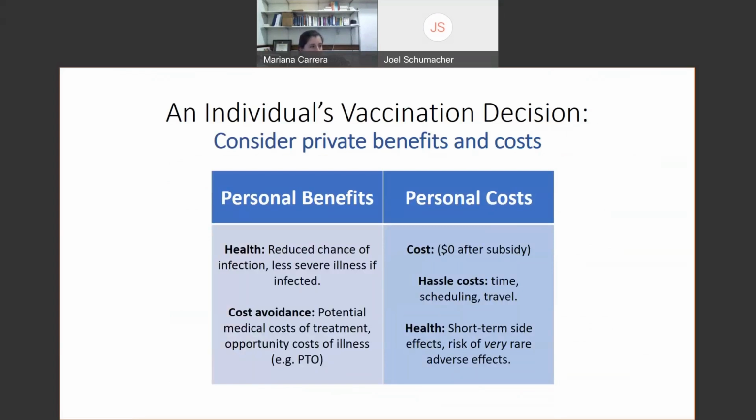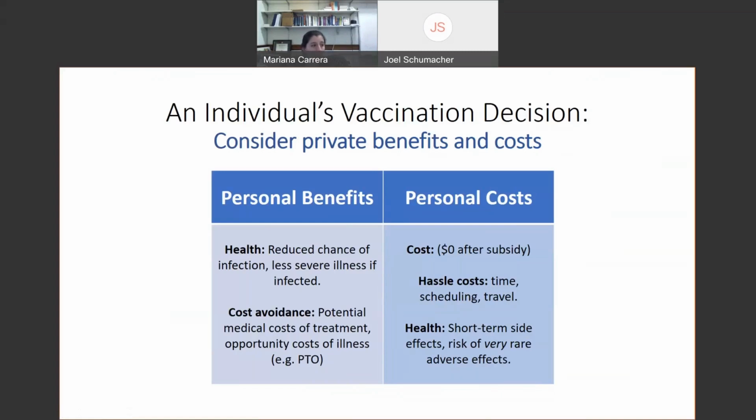So clearly, the top of mind benefit is that you're less likely to get sick. And if you do catch COVID, there's tons of scientific evidence that you're going to have a less severe infection. You're going to be far less likely to be hospitalized and far less likely to die. That also means cost avoidance. So you're avoiding potential medical costs of treatment.